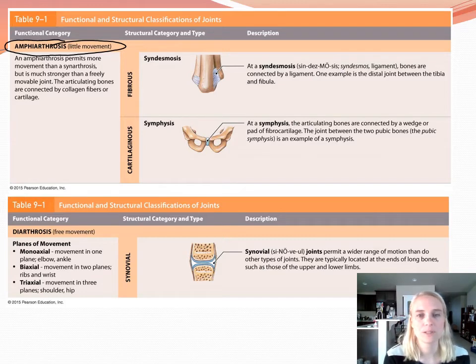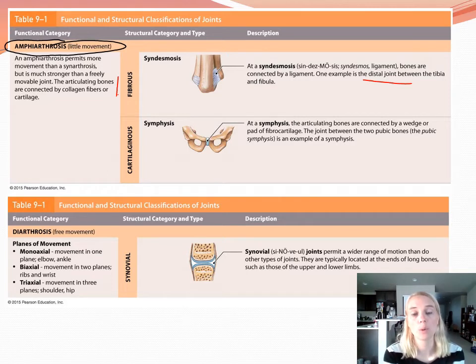So amphiarthrosis is slight movement, or a little bit of movement. We have two structural categories here. The first one is fibrous. The example that they give here is called a syndesmosis, and the example that we talk about is the distal end between your tibia and fibula.